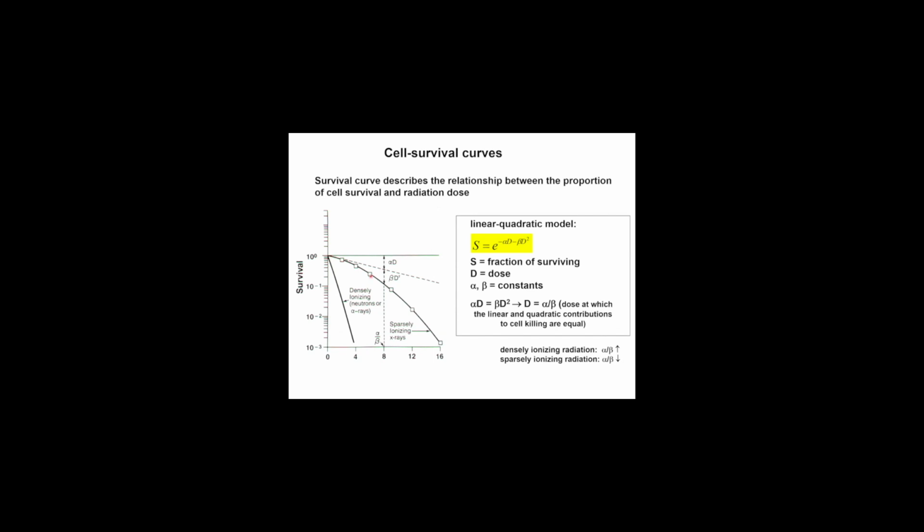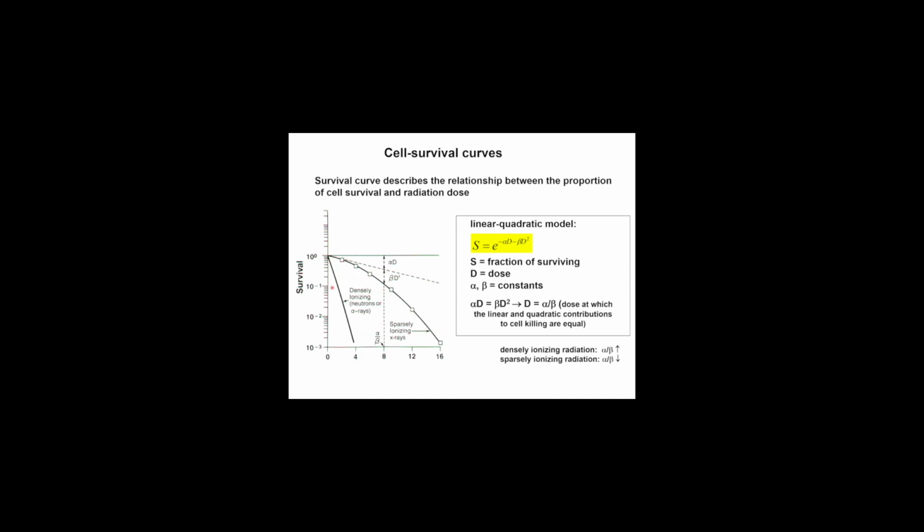This is the single hit multi-target curve for low LET radiation. This is single hit, single target. So when people talk about single target kinetics or single hit kinetics, this is the curve they're talking about. There's no shoulder on this curve.